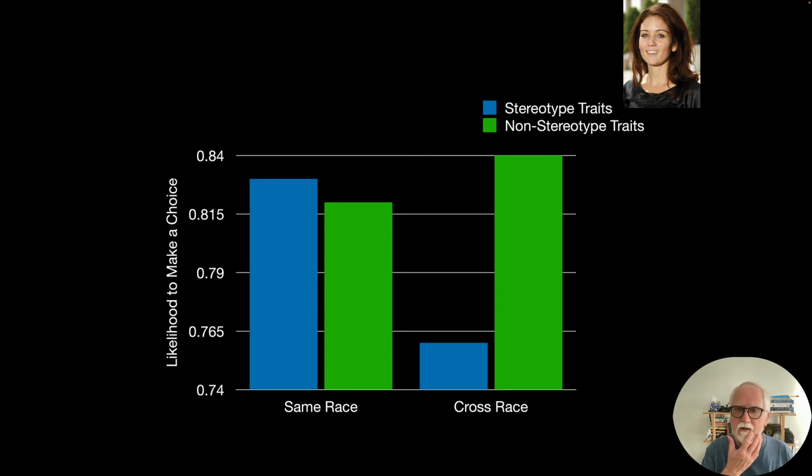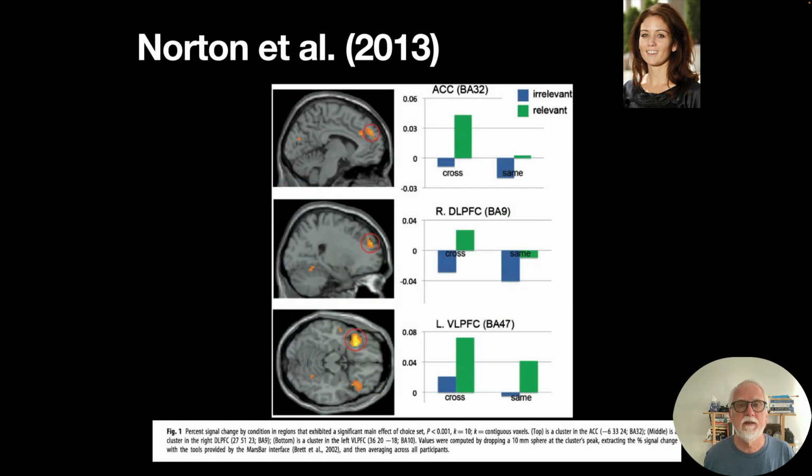All right, so this is something they had already found in previous research, but now they wanted to show what was going on in the brain when people have racial paralysis. So what you see here in this Norton et al. study is what brain activity happens while they're making these kinds of decisions. You can see we have cross-racial decisions or same-race decisions, and whether the word up at the top is irrelevant or stereotype relevant, right?